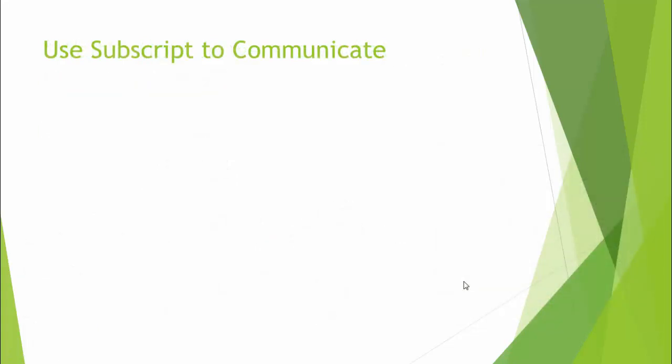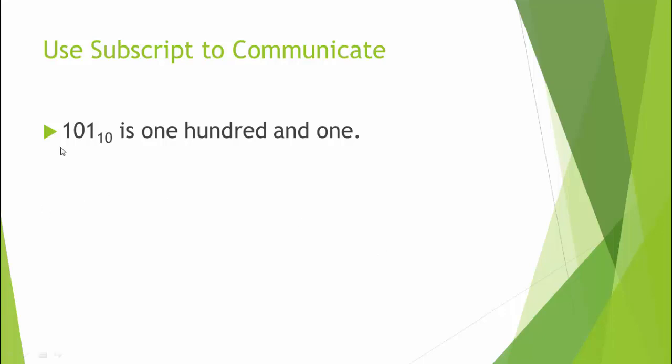Well, the good news is we have a trick for communicating this. 101 with a subscript of 10 is that 101 Dalmatians. 101 with a subscript of 2 is 5 Dalmatians. So if you want to communicate, we will typically use text to indicate whether a number is binary or decimal or hexadecimal for that matter. But if you're not sure, you should be able to see a subscript here as well.